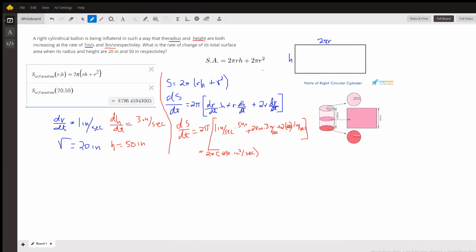Okay, we've got this right circular cylinder, which looks like this. And we're talking about the total surface area. How fast is it changing when it's given that the radius is changing at 1 inch per second and the height is changing at 3 inches per second? We want to know the rate of change of the total surface area when the radius is 20 and the height is 50.